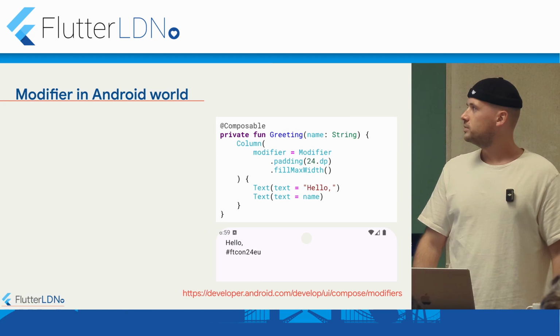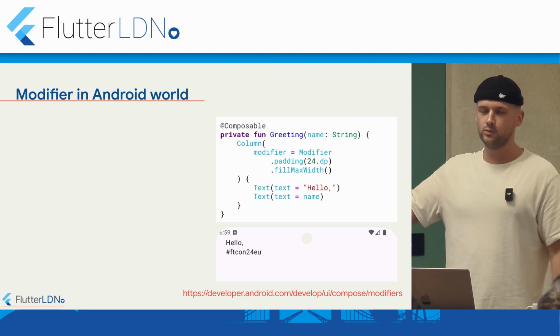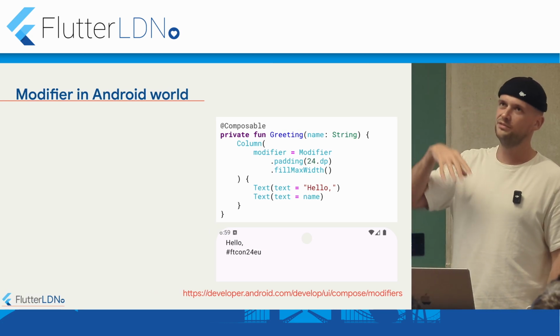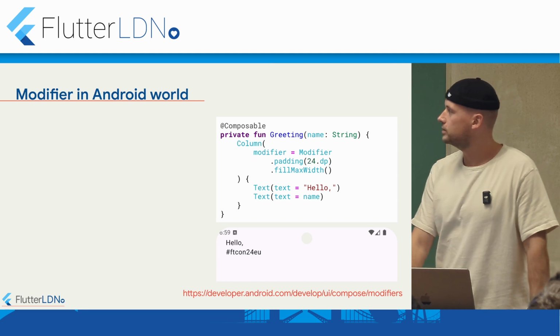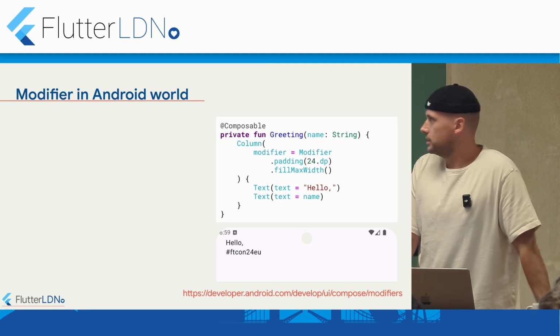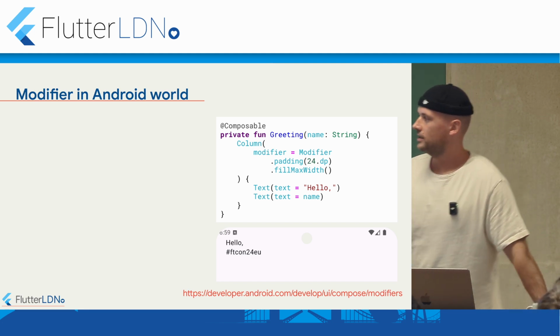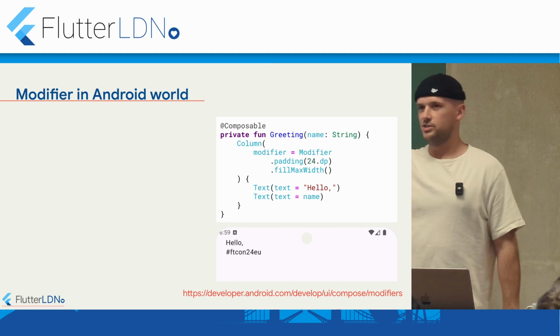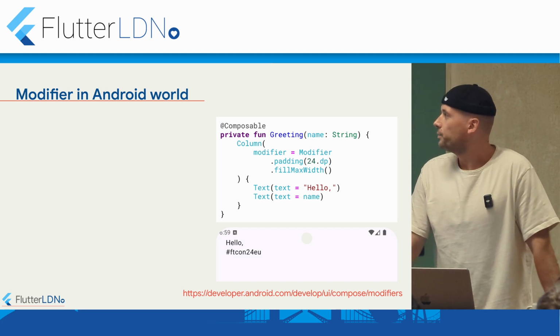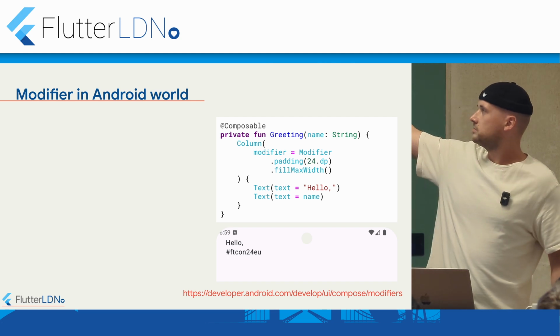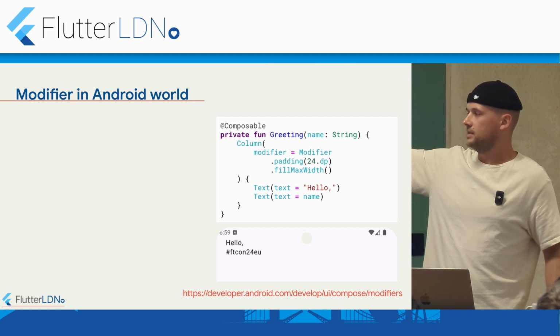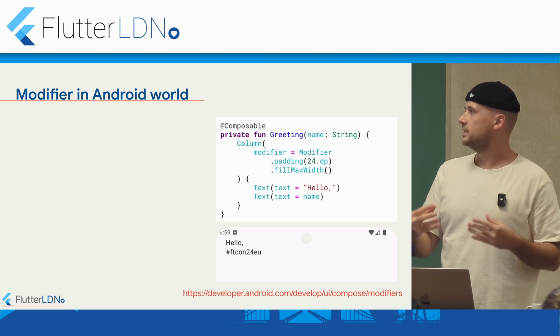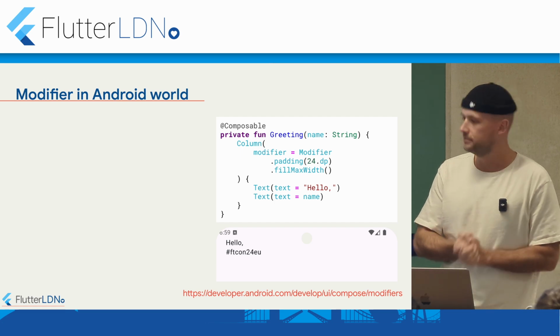So I decided to experiment a bit. First, what is a modifier? Let's take a look at this example. Pretty simple. It's a column with two texts. It's taken from Flutter Con, so please don't judge me, but the hashtag is changed. So it's a column of two texts, and all the paddings and alignment of these two texts is handled inside of the modifier.